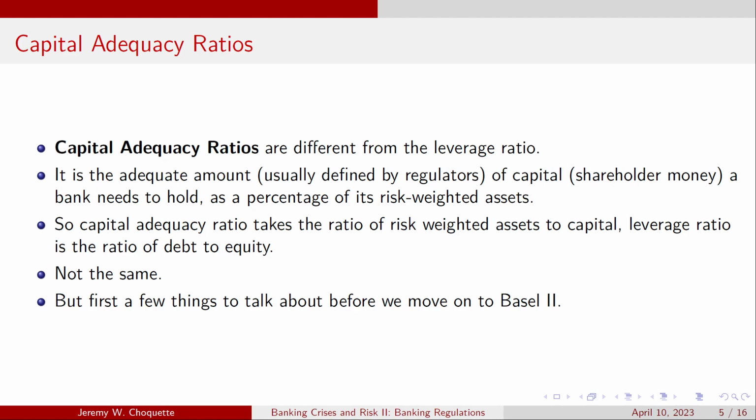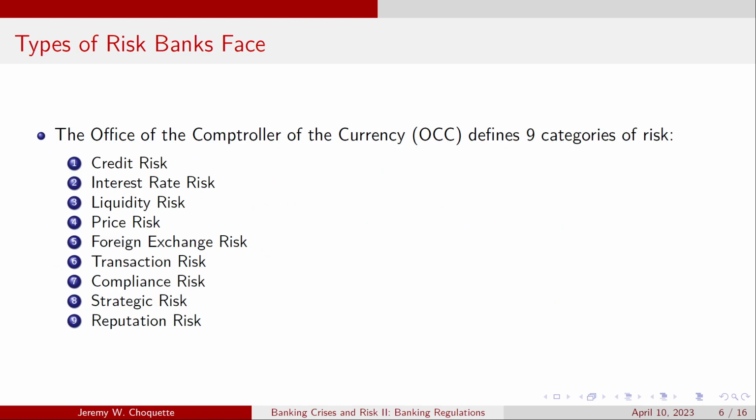So let's get into capital adequacy ratios, because they're a little different from leverage ratios. The capital adequacy ratio is the adequate amount, typically defined by a regulator, of capital that a bank has to hold as a percentage of its risk-weighted assets. So capital adequacy ratios take the ratio of capital to risk-weighted assets, whereas the leverage ratio is the ratio of debt to equity. So you can see these two things really aren't the same. But now that we've covered that, let's move on to a couple other things, and then we'll be moving on to the Basel II stuff.